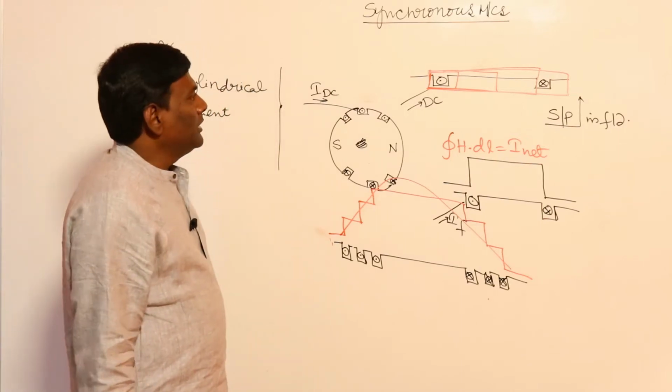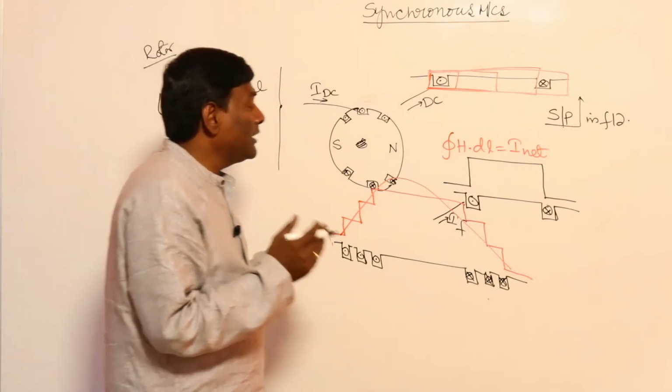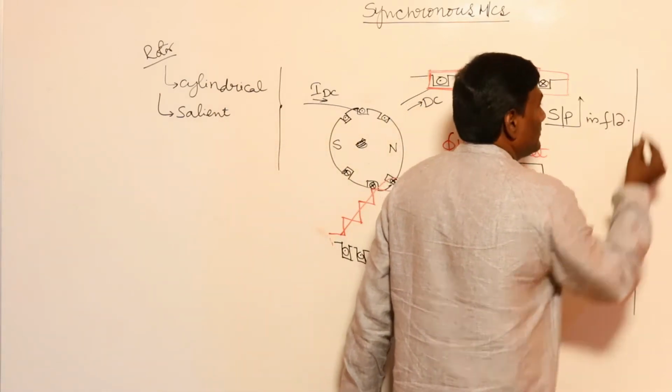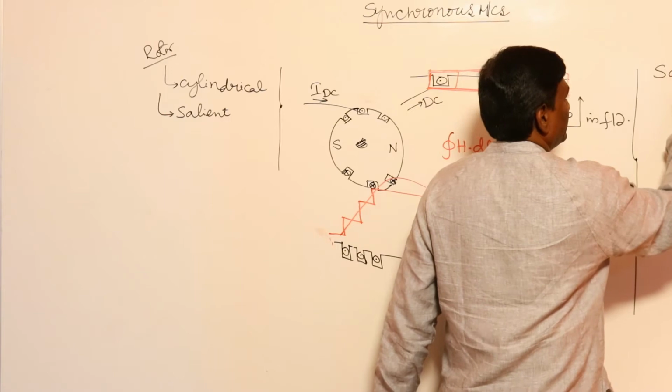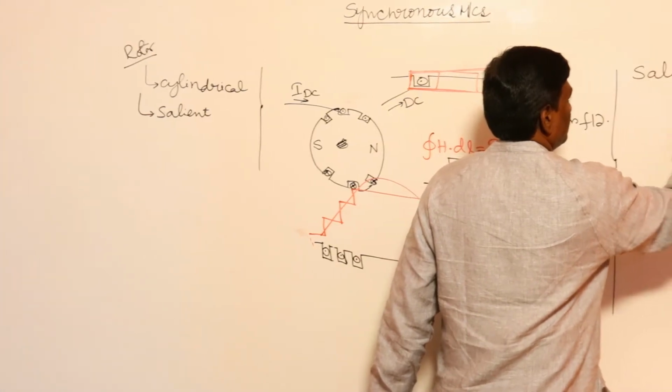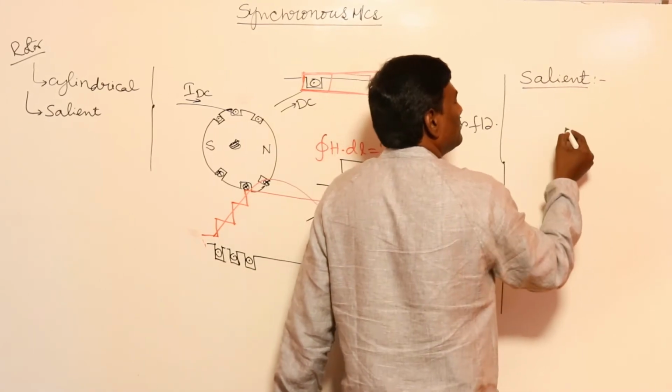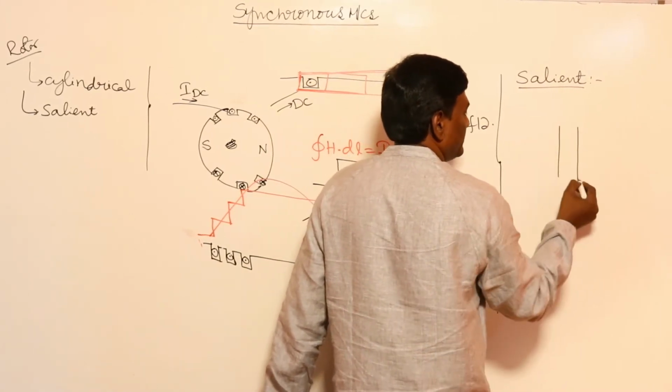Now let us think of the salient rotor. How to make the field flux more sinusoidal in a salient rotor? This is going to be the salient rotor. In a salient rotor, the structure will be like this.